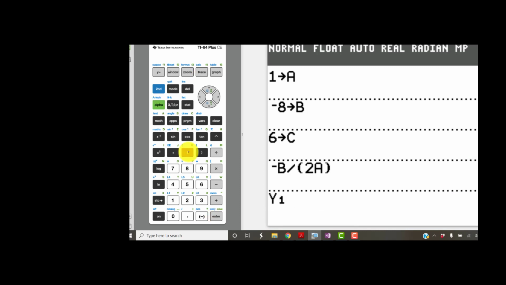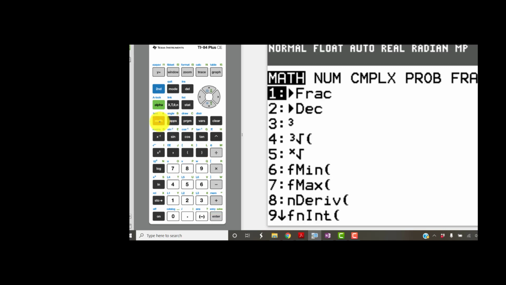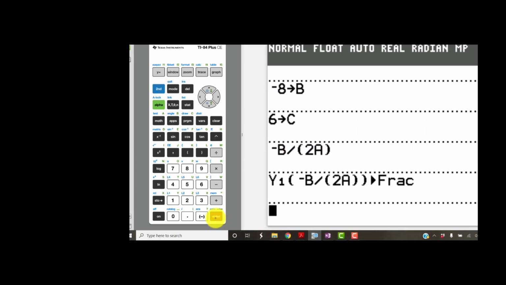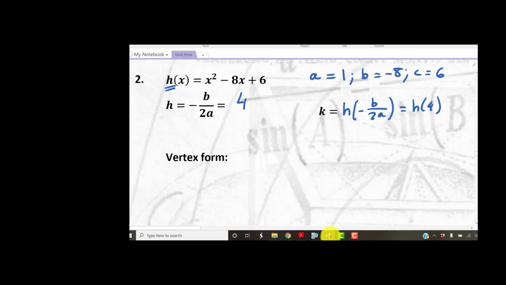So again, let me clear that and let me go with my alpha trace much faster, y1 enter. So y1, open the parentheses, and my input is negative b over 2a. So let's grab negative b over 2a right here, enter, and let's close the parentheses, and that's it, y1 at negative b over 2a. Let's frac this just in case it is not a fraction. Before I push enter, I'm going to frac it, and I have negative 10. Here we go, right? So that was pretty painless, right? So k is negative 10.